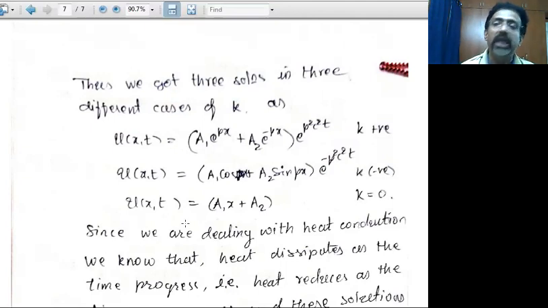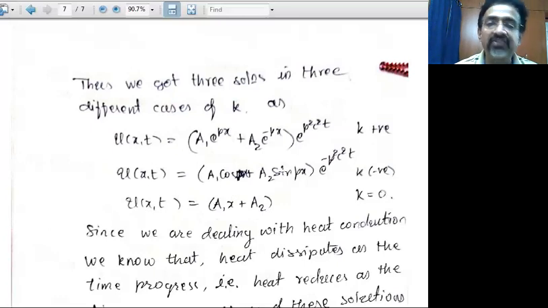Then I come to the x case. What this function says, A1x plus A2. As x increases, A1x plus A2 also increases. Once it increases, u of x comma t becomes an increasing function of x also. But it is not true. If I go far away from the heat, heat is reducing. Therefore, the third equation also cannot be the solution of the heat equation, even though it satisfies the heat equation.